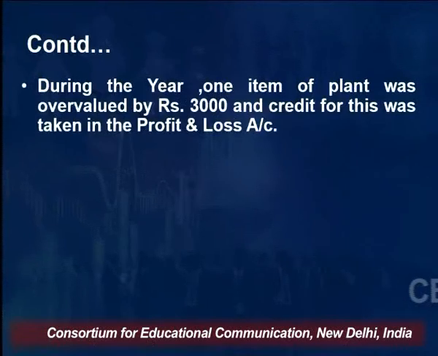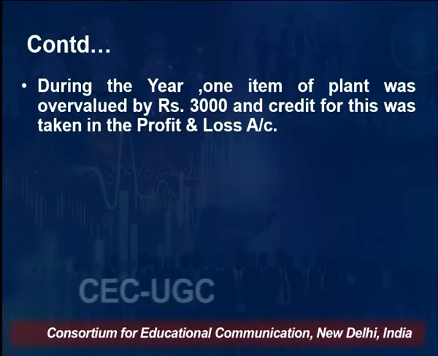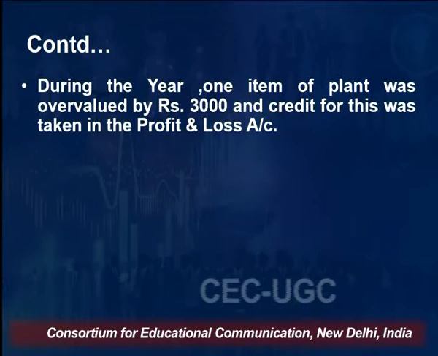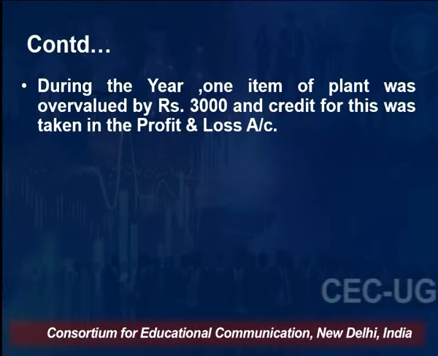Next is, during the year, one item of plant was overvalued by rupees 3,000 and credit for this was taken in the profit and loss account. Now the second line, the subsequent line is more important. You have overvalued a particular item of plant to the extent of rupees 3,000.